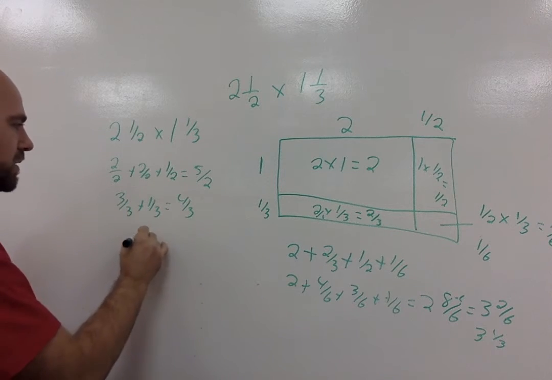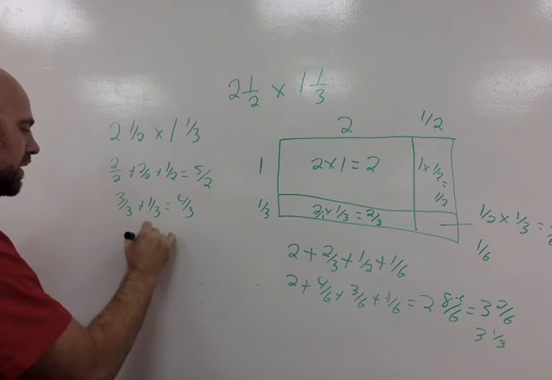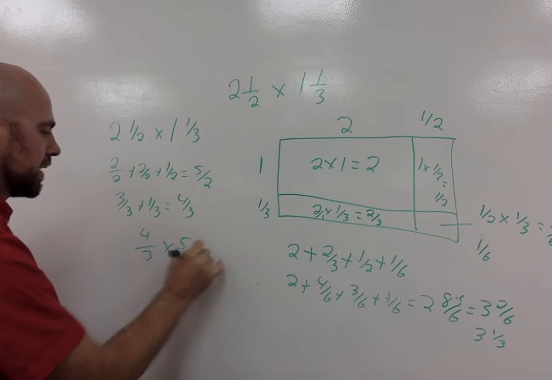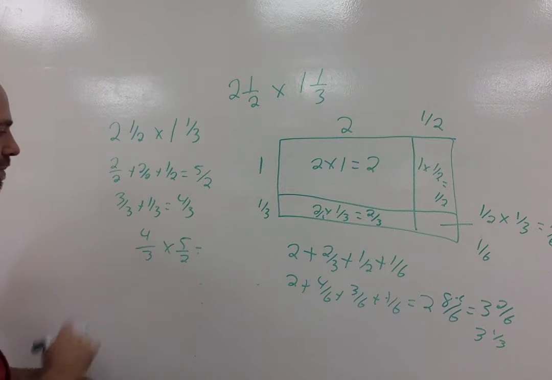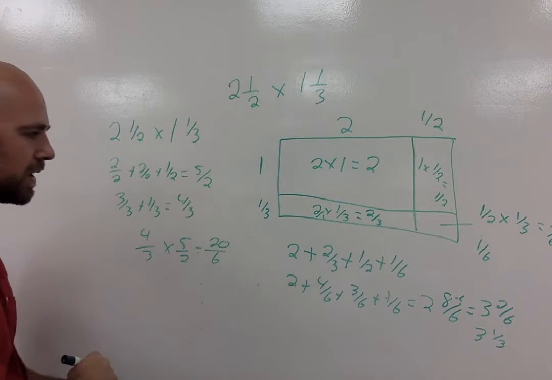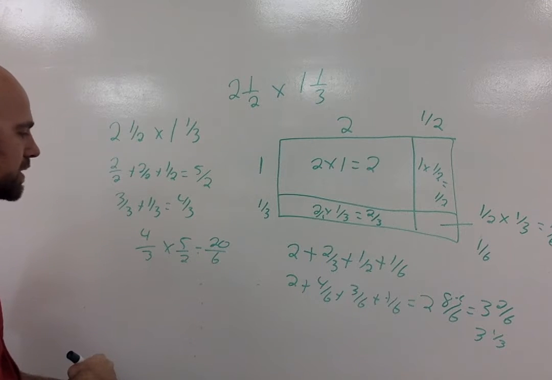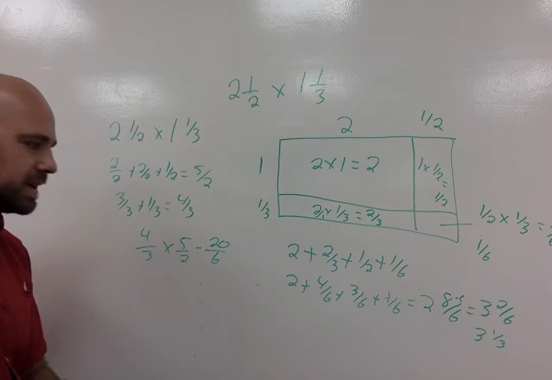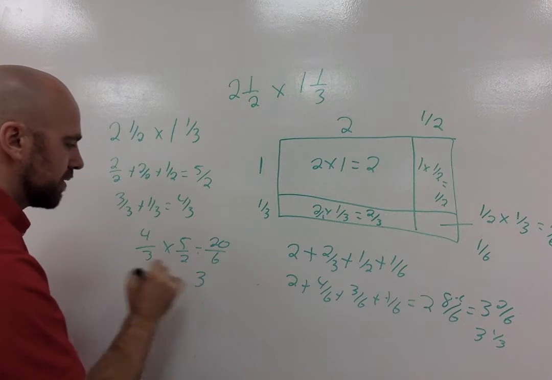So what I'm actually multiplying is going to be 4/3 times 5/2. Okay, so I can go out and multiply it, and I get 20/6. Okay, and then I can remove as much as I want. So I can take out 6 3 times. Okay, so I've got 3 wholes.